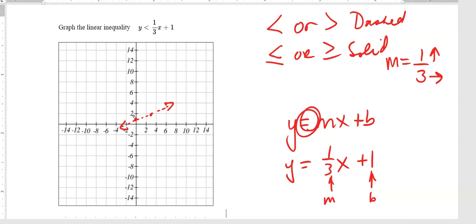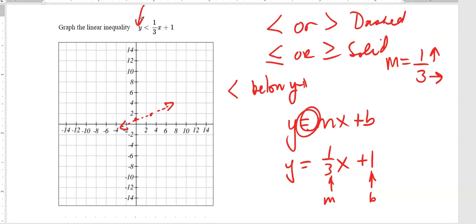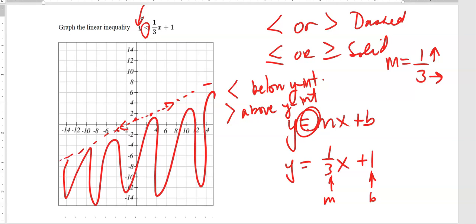Now, the next thing we need to do is to decide which side we're going to shade. Okay? With an inequality, you're going to shade either above it or below it. If your equation is solved for y, then all you need to do is look at the sign. If it's less than, we're going to shade below the y-intercept. If it's greater than, we're going to shade above the y-intercept. Okay, so ours is less than, so I'm going to shade below the y-intercept. So remember, this really can keep going on when you put it on the computer, it will. And so I'm going to shade this side.